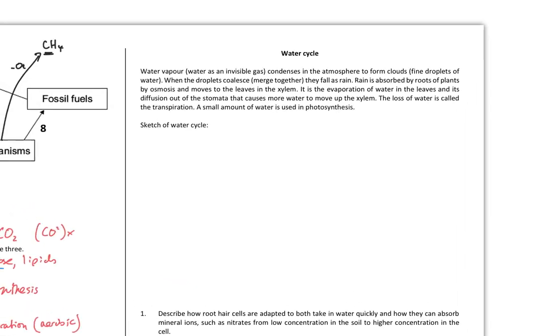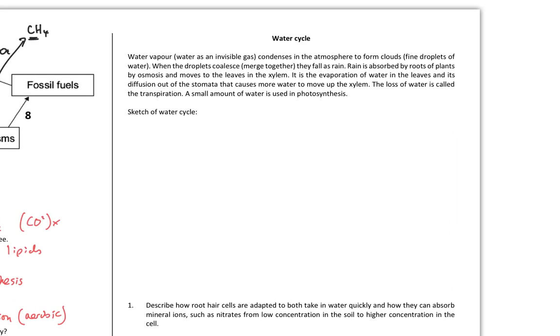So let's look at the water cycle, and let's just pop it into a diagram, like a flow chart. So let's start with a plant. We've got water in the soil. Well, water in the soil goes into a plant by osmosis, and then it's lost by transpiration.